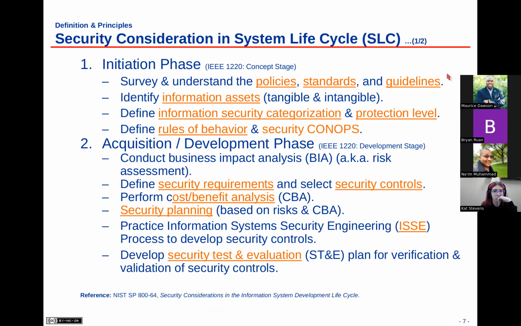There are different phases. So for everyone here, when you think about phases and life cycles, remember a lot of these life cycles are the same. The key is to bring security into these life cycles, and then you further flesh those out. So here you'll see the initiation phase, tied to the IEEE 1220 concept stage. Survey, understand the policies, standards, and guidelines.